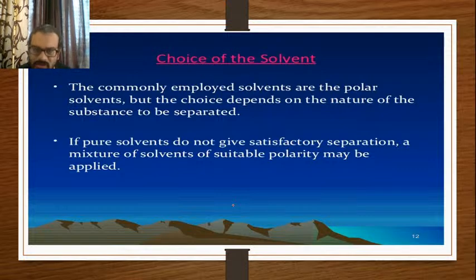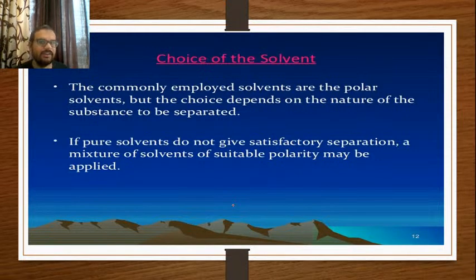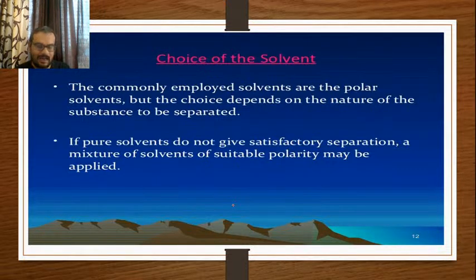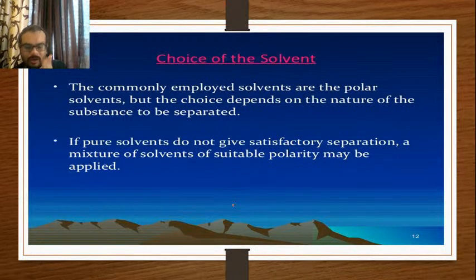The commonly employed solvents are polar solvents. In paper chromatography, polar solvents are the major choice, but the choice depends upon the nature of the substance to be separated. The choice of solvent depends on its partition capability, its polarity, and its adsorptability towards the stationary phase as compared to your mobile phase.